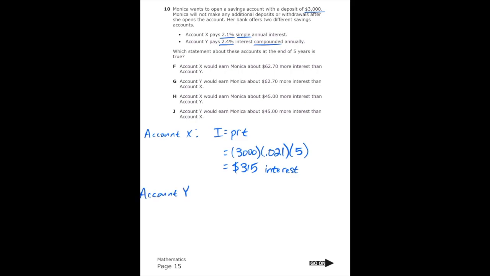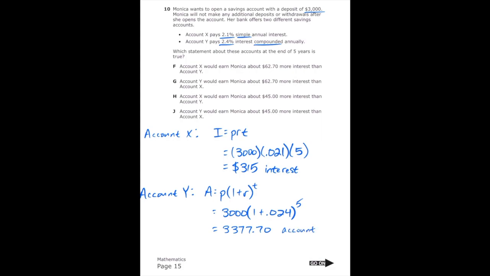Account Y is compound interest. And the formula for that is A equals P times parentheses 1 plus R raised to the power of T. So I'm going to start with 3,000 again. And then in parentheses, I'm going to have 1 plus 2.4% changed to a decimal, which is 0.024, and then raised to the power of 5. Once I put that into my calculator, I should get $3,377.70. Now, because this is compound interest, that's my total account value.